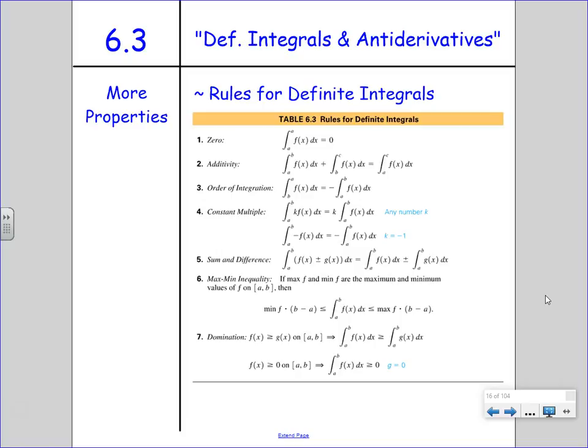Do we have to know these ones? Not necessarily. Do we have to write any of them down? What are the new ones? Zero, additivity, order of integration, constant multiple, sum and difference, 6 and 7. 6 and 7 are the only new ones.